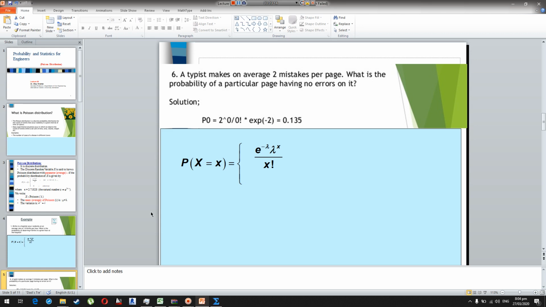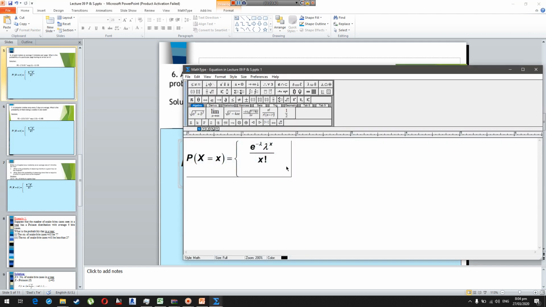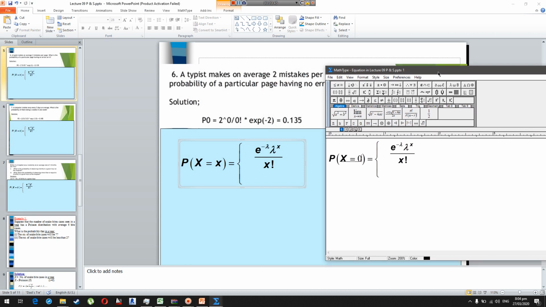Now let's come to another example. A typist makes an average of 2 mistakes per page. What is the probability of a particular page having no error on it? No error means, if he's making 2 mistakes, 3 mistakes, 4 mistakes, but if we talk about 0 errors, it means there is no mistake. So the probability of 0 mistakes is equal to the probability of x equal to 0. Since he's making 2 mistakes per page, lambda is equal to 2.